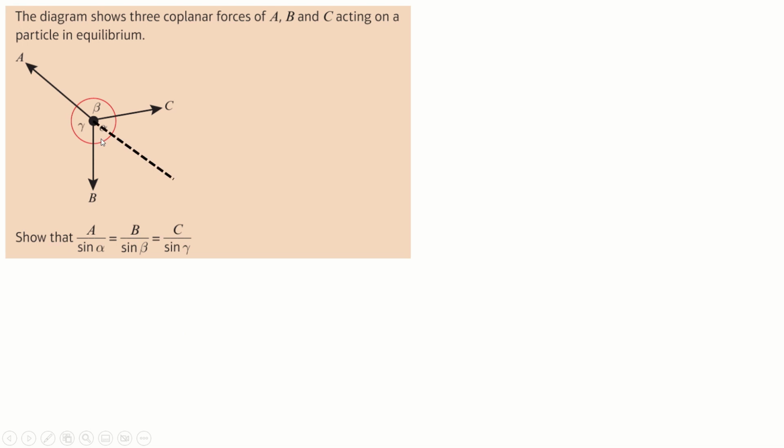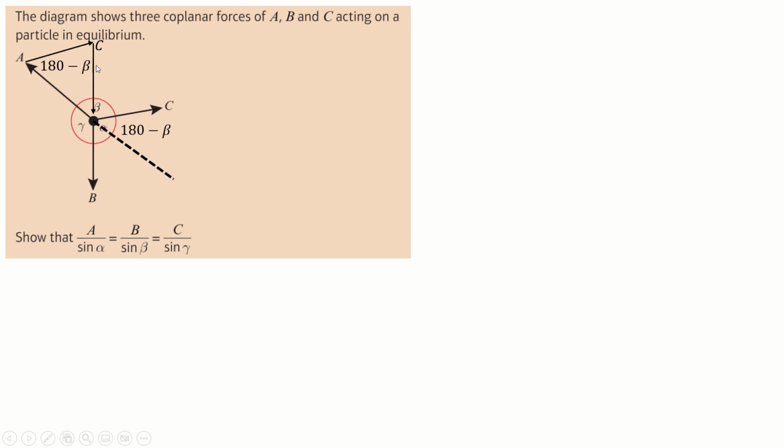What I chose to do was continue this A line out like this, and then clearly this angle here is 180 minus beta. And then what you can do is copy this C force and put it up here, which of course makes this angle also 180 minus beta because it's corresponding angles. And then just do the same going around.